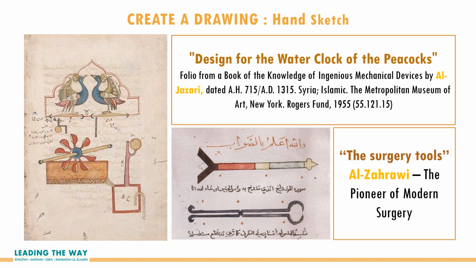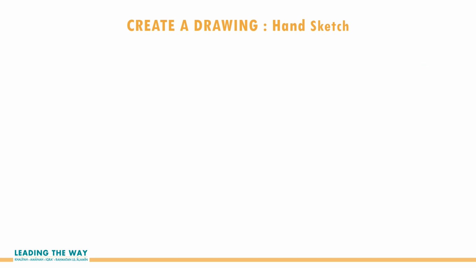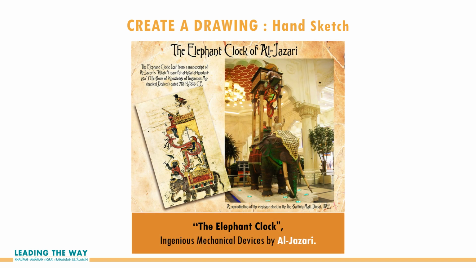During this time, there was still no technical drawing in particular. There is no standard, but everyone can read and understand the hand sketches. And this is another drawing by Al-Jazari, which is the elephant clock. From that hand sketch, they are actually able to recreate that elephant clock, and it is placed in the Ibn Battuta Mall in Dubai.